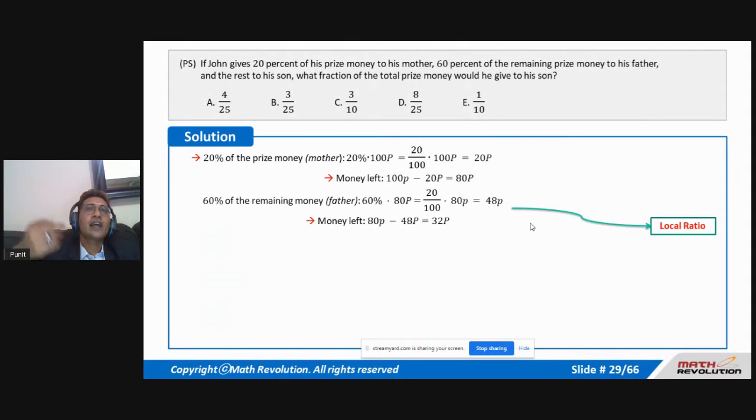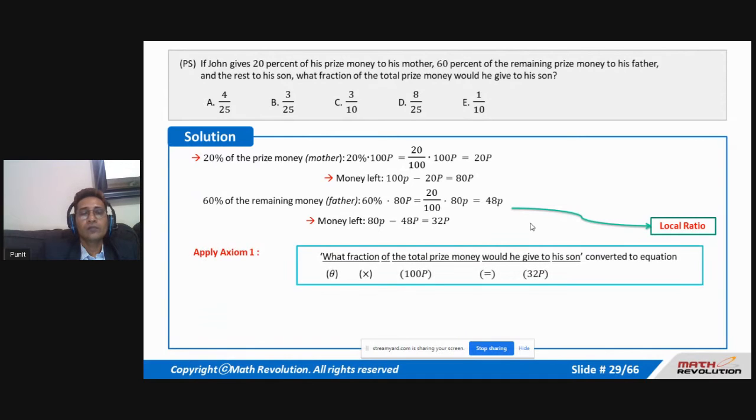So out of 80, the calculation begins now. Out of 80, 60% was given. That means 48p was given. So we have been left with 80 minus 48, which is 32p. Now this is given to whom? So this is how the application of axiom 1 looks.